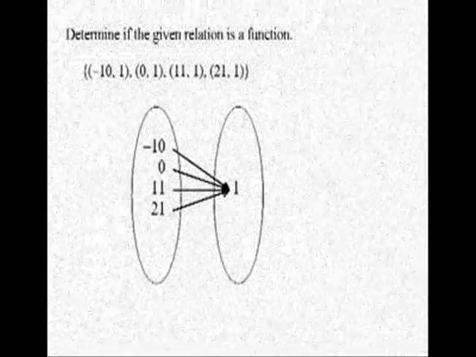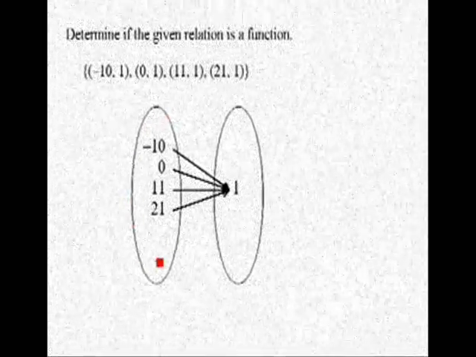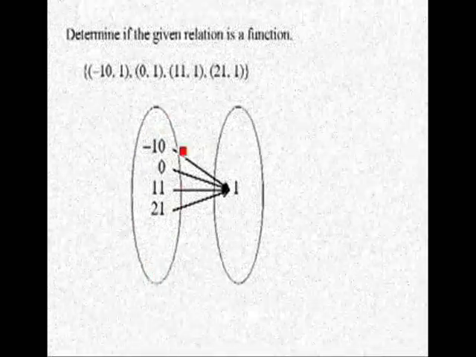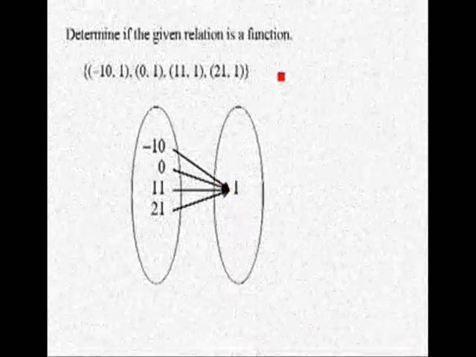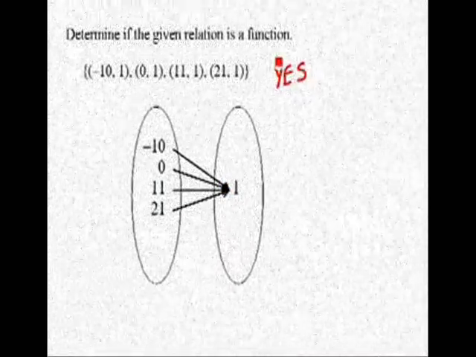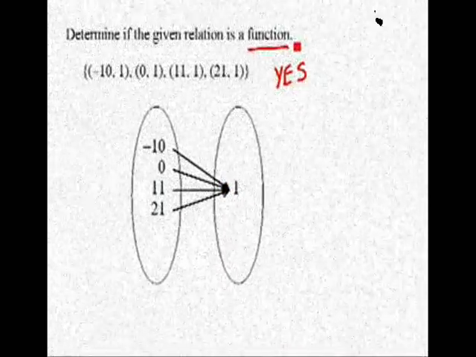In this case, we have every domain value with just one y value, in this case 1. Therefore, this is a function. We can even confirm it by using the mapping, and we notice that every x maps onto just one y. So this one is a function.